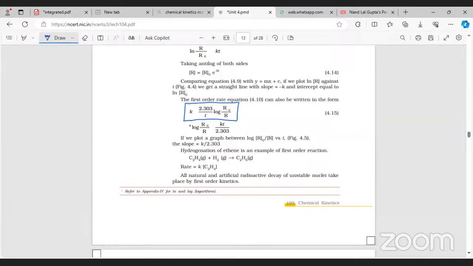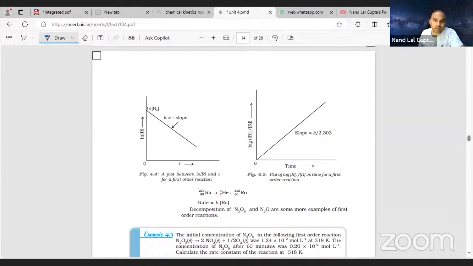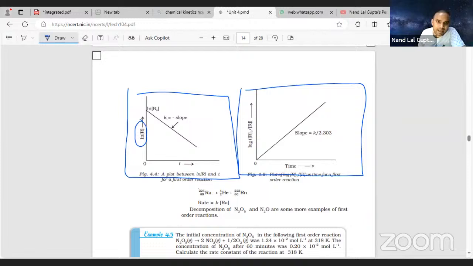Now we have to understand the graph. There are two graphs: the graph between ln R and t, and the second one, log R0 by R versus time. We have to understand both because in the CBSE exam they ask. So we are going to plot the graphs.